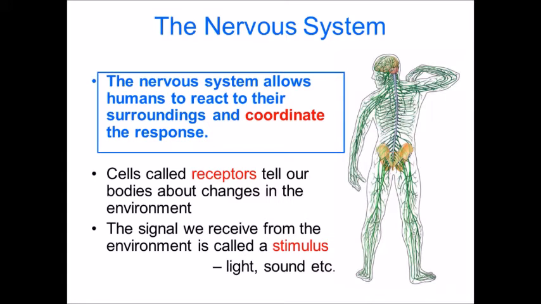So in order for us to pick up a change in the environment, we need a set of cells or an organ which can actually detect that change. And those types of cells or those organs are called receptors. You're all probably aware of them: your eyes, your ears, your nose, the pressure sensors in the skin, and they detect changes in the environment. A change in the environment is also known as a stimulus, and that can be something like light and sound. So if there's a change in the light, that's picked up by your eyes, which is the receptor.